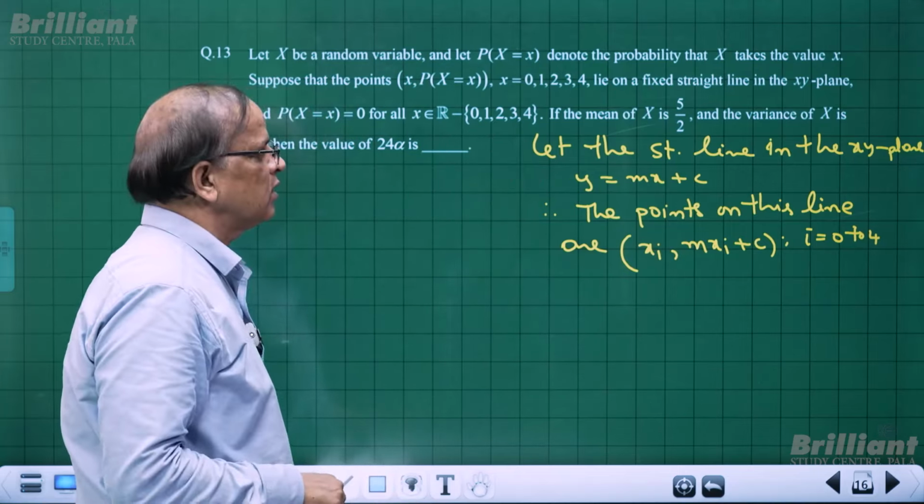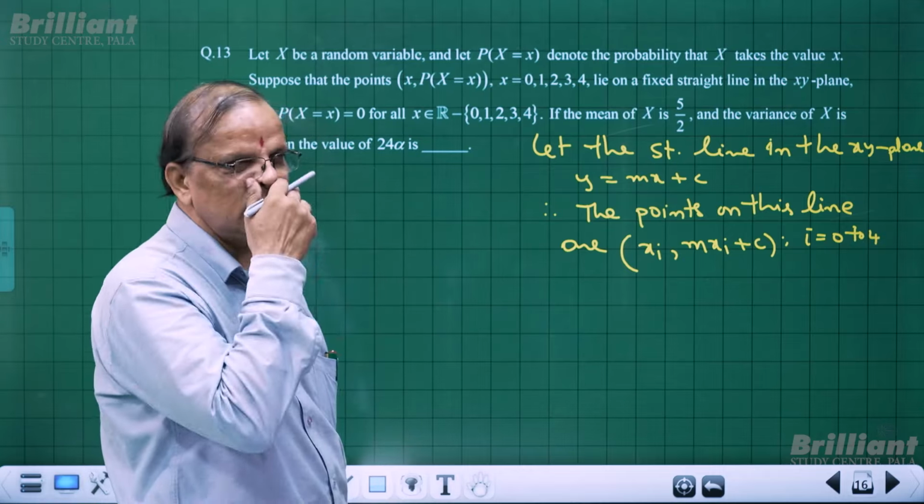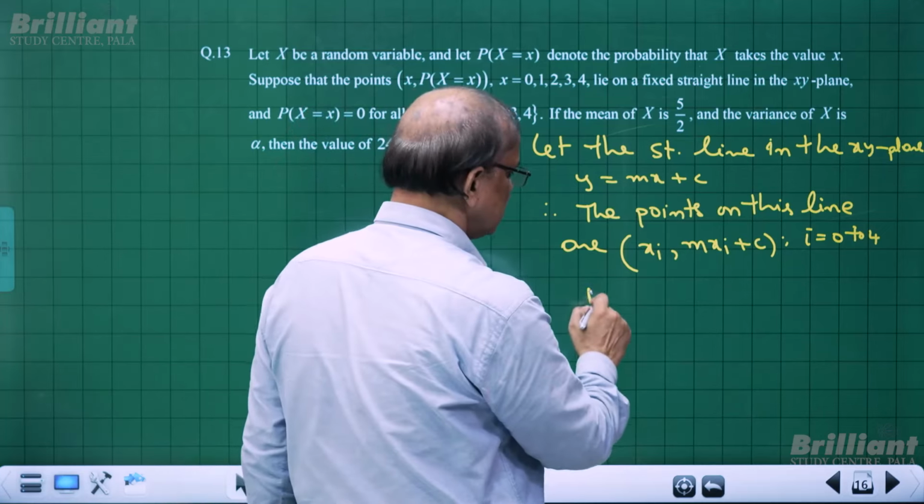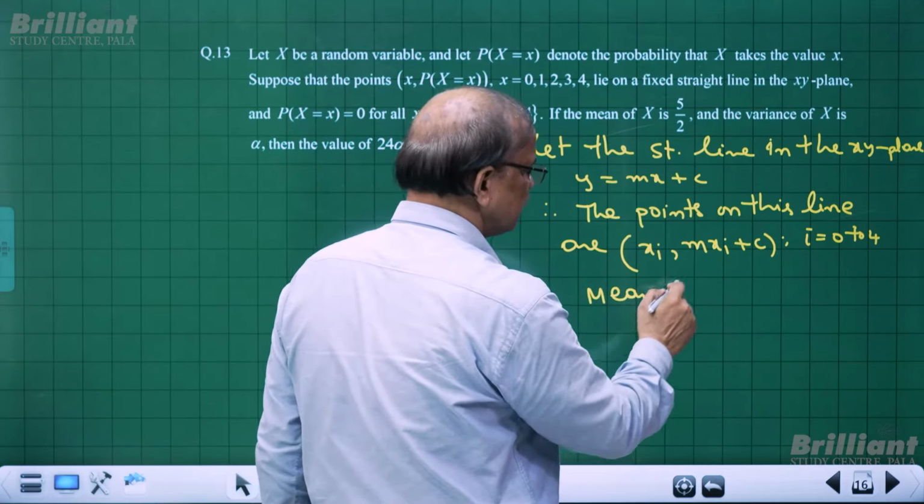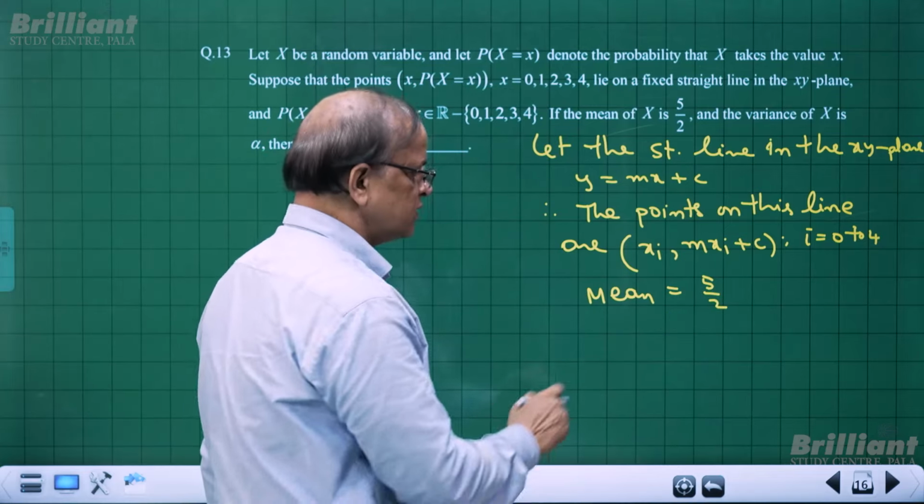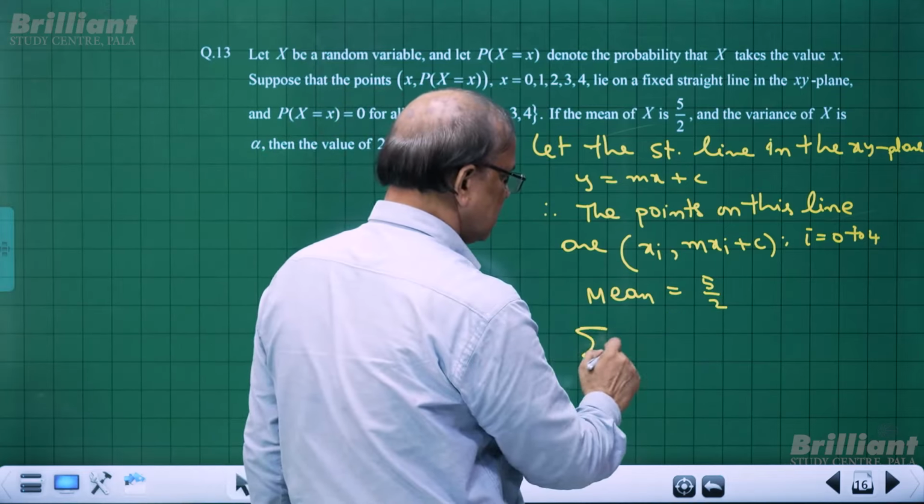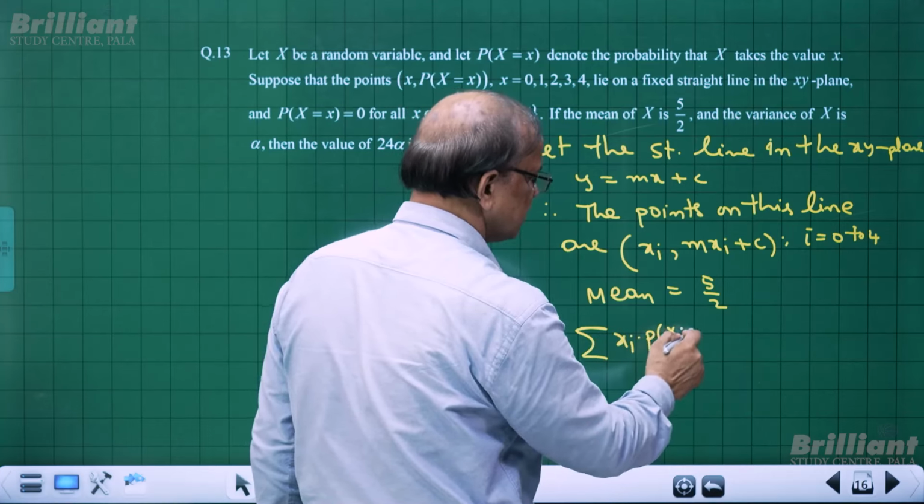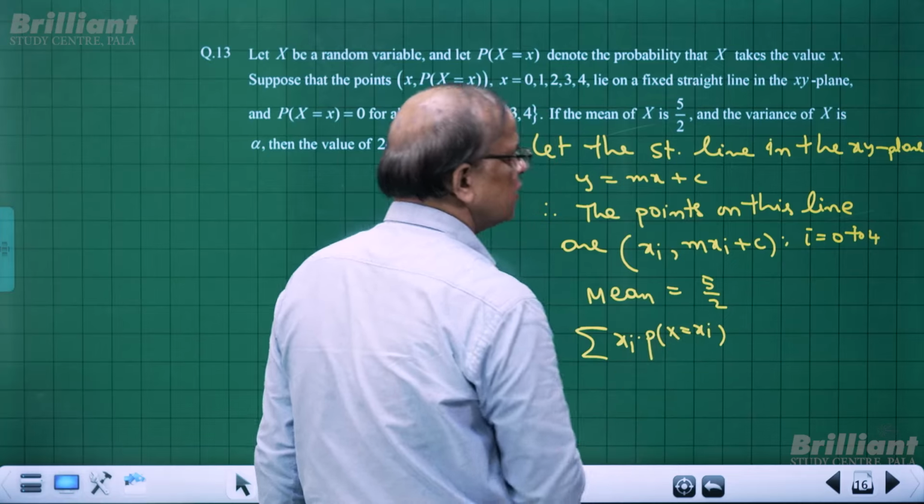Now, what is given? The mean is given. So, how much is the mean? The mean is equal to 5 by 2. So, you know the mean is what? Sigma xi into the probability of x equal to xi.